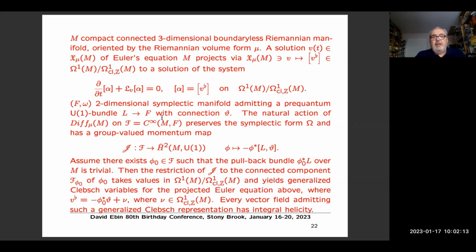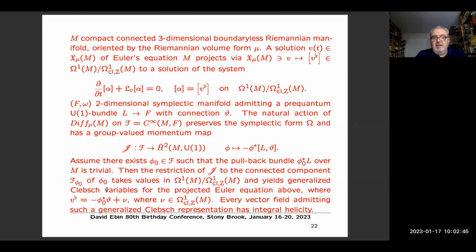I take (F, omega) a two-dimensional symplectic manifold. It admits a pre-quantum U(1) bundle with a connection. The natural action of the diffeomorphism group on this space of functions preserves a symplectic form and has a group-valued momentum map. I wrote it by now 3 times. Assume there exists a phi 0 such that the pullback bundle is trivial. Then the restriction of J to the connected component takes values in this quotient and yields generalized Clebsch variables for the projected Euler equations above.